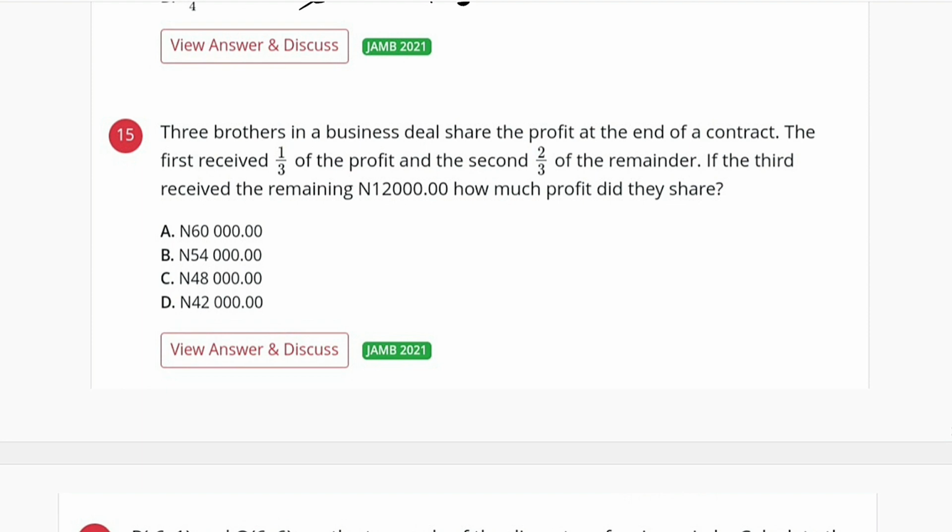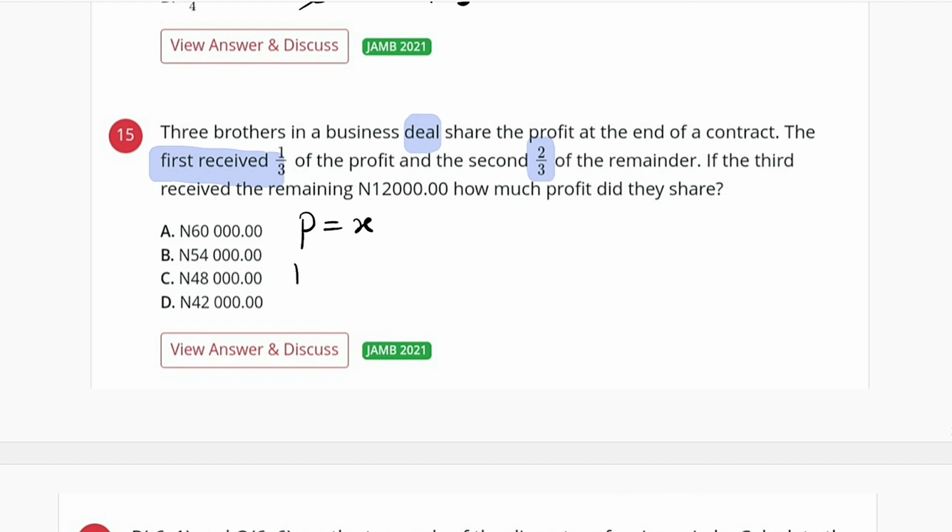Question number 15. 3 brothers in a business deal shared a profit at the end of the contract. The first received 1 over 3 of the profit. The second received 2 over 3 of the remainder. If the third person received 12,000 naira, how much profit did they share? All right, so since we don't know the profit, I can assume the profit is X.